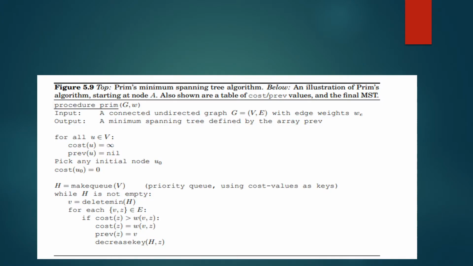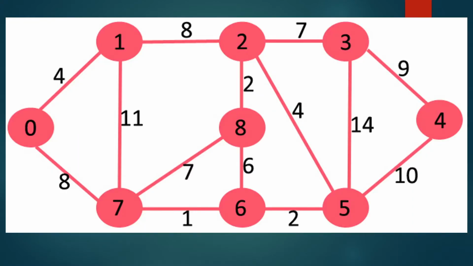Okay, so this is Prim's minimum spanning tree algorithm. It's pretty simple. It might look like a lot, but if we go through a visual demonstration, it'll make a lot more sense. And I'll show you that right now. So we start with the graph, a weighted, undirected graph, and we're going to pick a point to start at. It doesn't really matter what point we pick, but for this demonstration, I'll pick point 0.